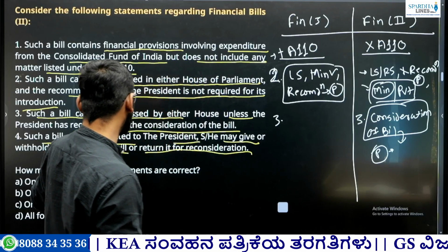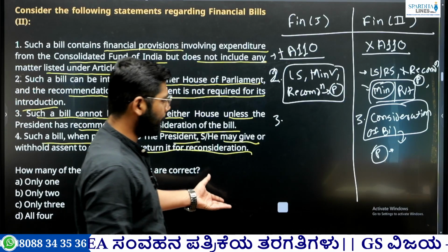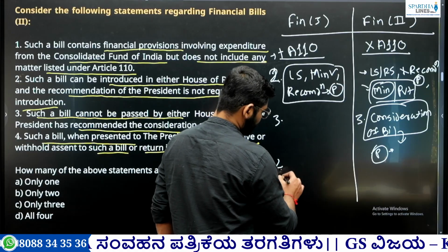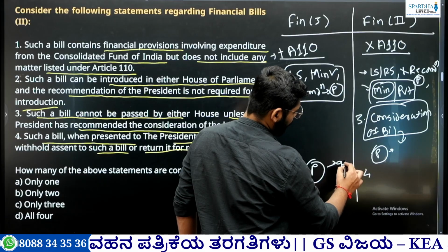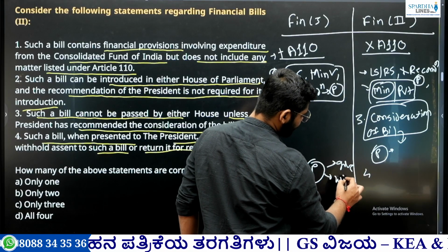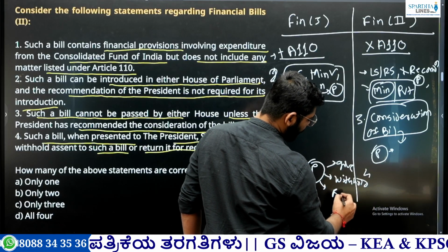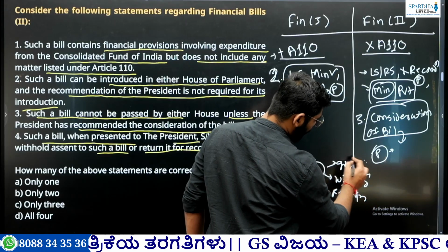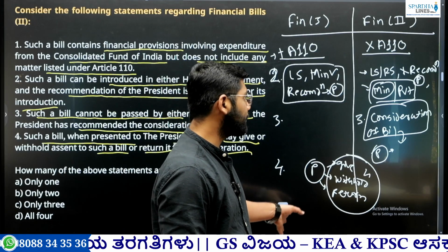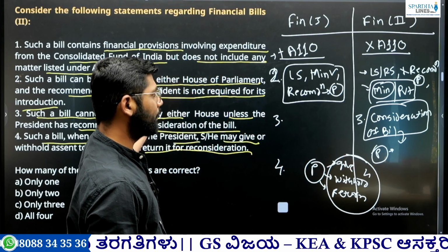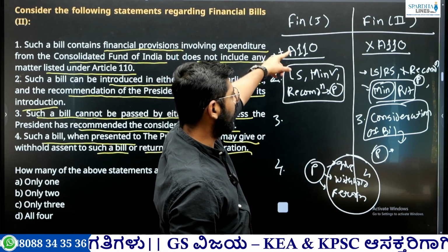Then the last one: such a bill, when presented to the President, the President has three options. He can give assent, he can withhold assent, or she can return the bill for reconsideration. These three options apply to both Finance Bill 1 and Finance Bill 2. But what makes the difference between Finance Bill 1 and Finance Bill 2? These two conditions and the first one.